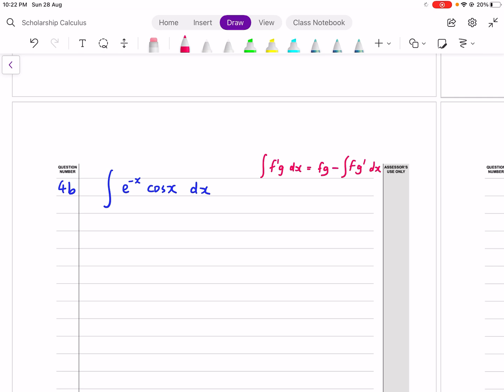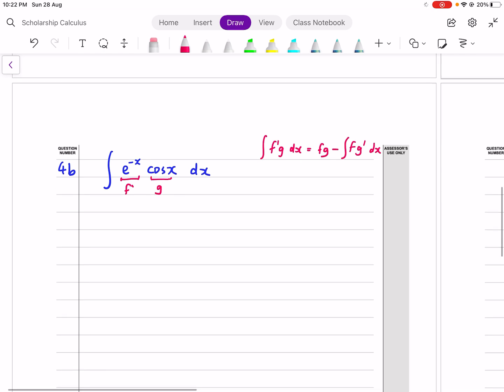So what do we choose as the f dash and the g? It actually doesn't matter for this particular problem, but let's make this here the f dash, and let's make this the g. If f dash is e to the minus x, then f is its antiderivative, which is minus e to the minus x, and g dash is the derivative of cosine, which is equal to minus sine of x. Notice in integration by parts, we don't need a plus c when we write down that f function.